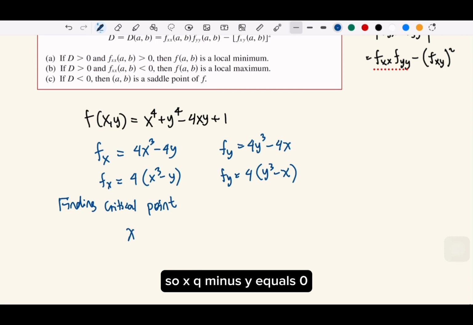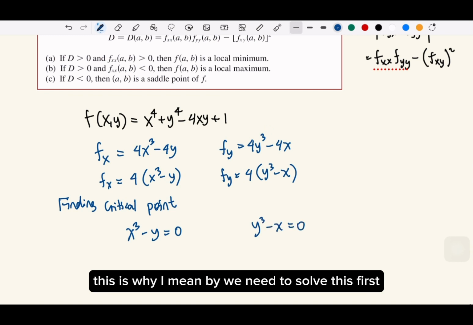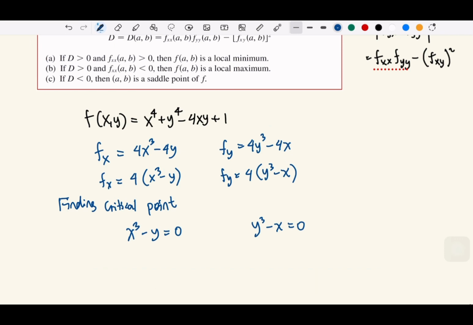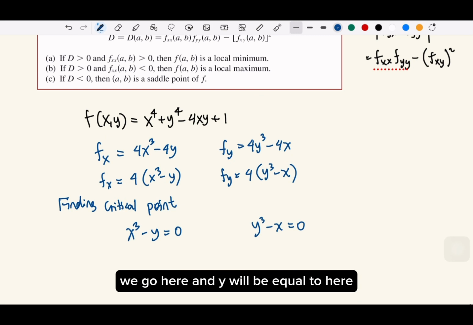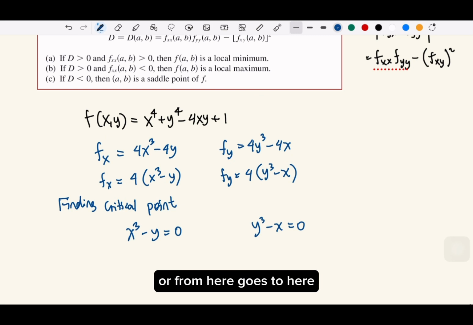So x cubed minus y equals 0. Okay, the 4 becomes meaningless, so I just remove the 4. And the other one will be y cubed minus x equals 0. This is what I mean by we need to solve this first. Either you substitute y, we go here, and y will be equal to here, or from here goes to here, same thing. So we need to solve that first.